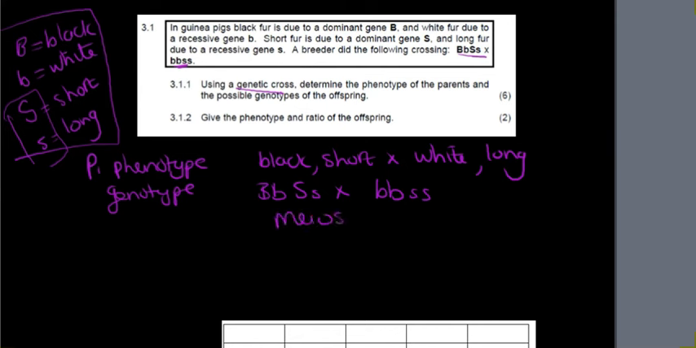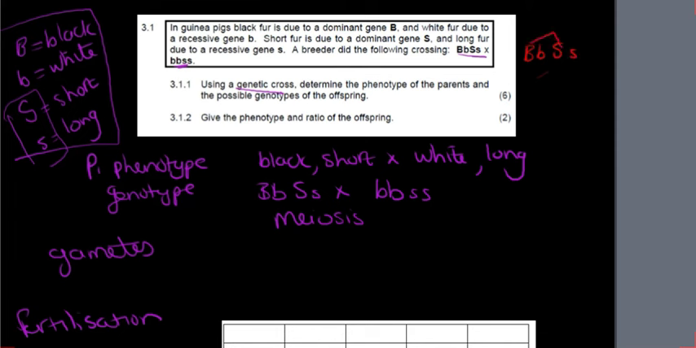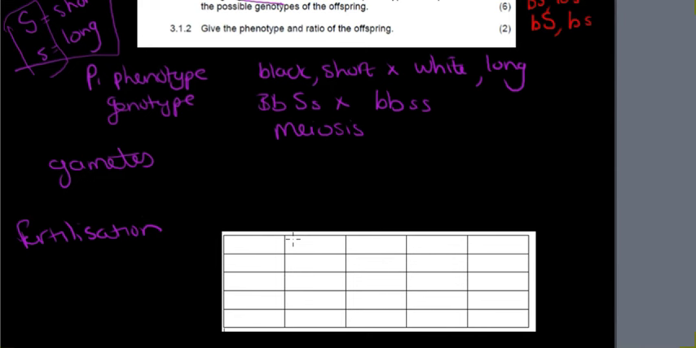So meiosis, to produce gametes, and then fertilization can occur. Now, what are the possible gamete combinations? Let's do one for the first parent. Make sure you write your S's nice and properly, and then the white fur can be combined with short and long fur. So those are the alleles for the first parent. So we can go write it down like that.